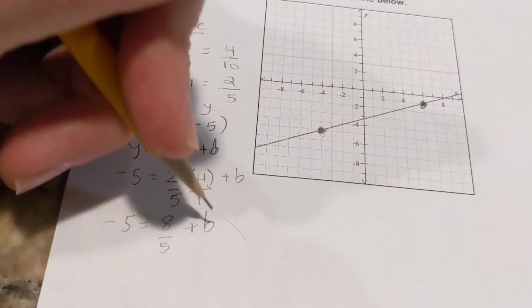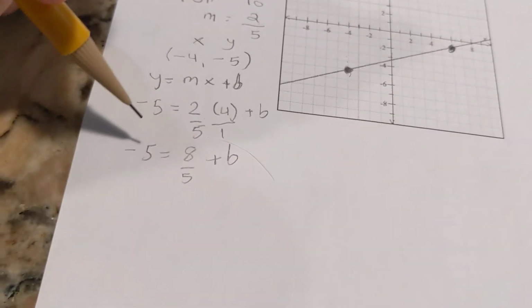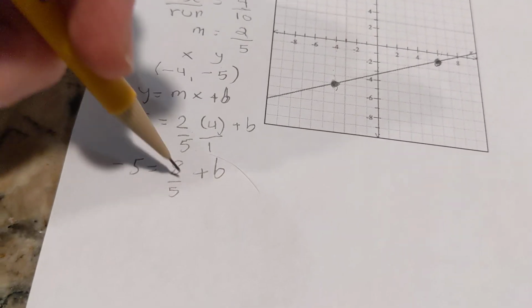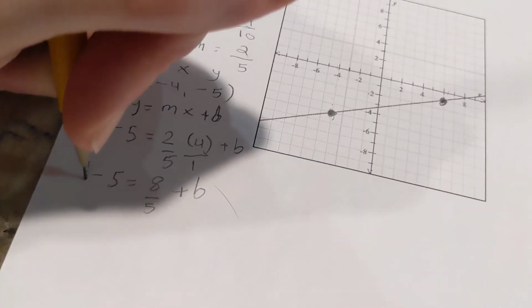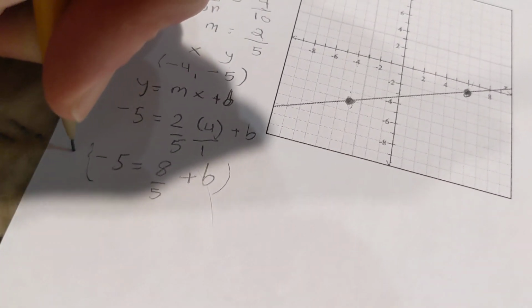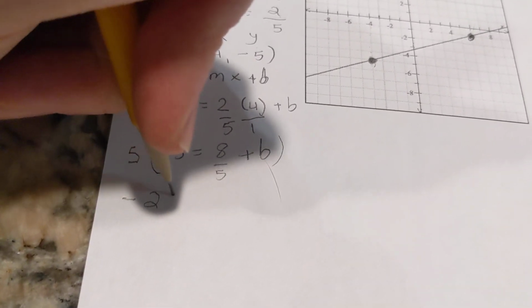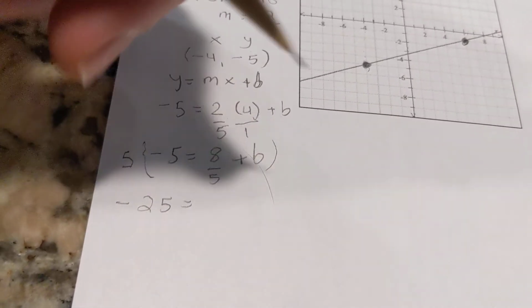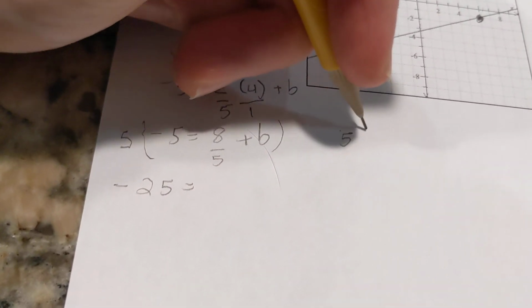plus b. Okay? So to eliminate the fraction here, we can multiply everything by that denominator. We can multiply everything by the 5. All right, so I'm going to make a big parentheses and put the 5 around it. So we have -25 equals, then we have to go 5 times 8/5.